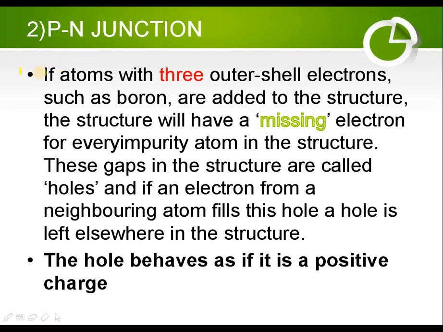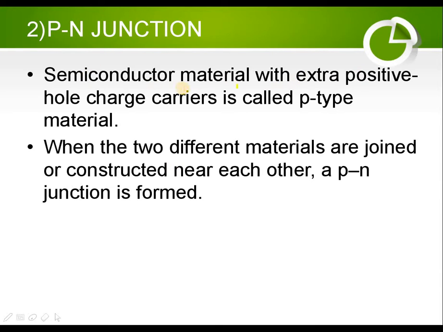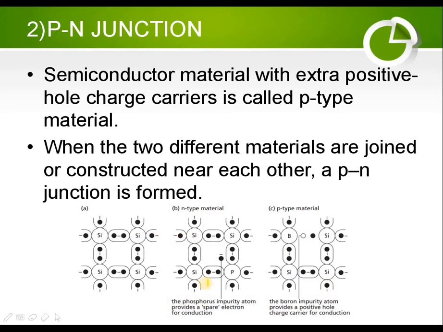This is the same thing that I already explained in the previous slide. Atoms with 3 outer shell electrons such as boron are added to the structure. The structure will have a missing electron for every impurity atom, and the hole behaves as if it is a positive charge. This is important: it behaves as if it is a positive charge, but it's not actually a positive charge. Semiconductor material with the extra positive hole is called p-type material. This is the same picture but in a different style for understanding. Look at this.